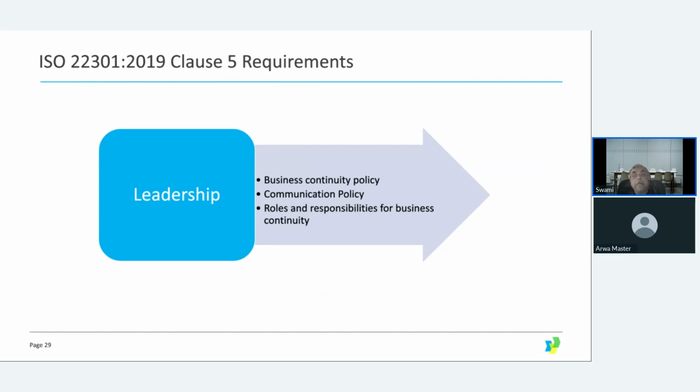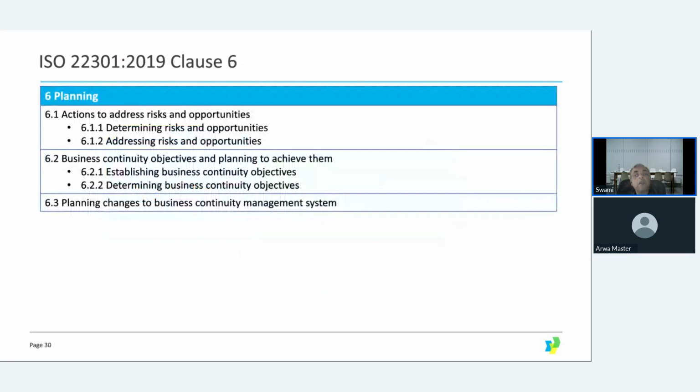Now, coming to clause 6, we will be talking about the actions we need to take in order to address the risks and opportunities. Before determining the risks and opportunities, we need to conduct a business impact analysis. Based on that, the risks that you have identified need to be treated with appropriate controls implemented in the system. And for that, you need to come out with your business continuity objectives. Business continuity objectives are important. Without any objective, we will not be in a position to achieve our results. We need to know first what we want to achieve and how we want to achieve it. That is what is important in 6.2.1 and 6.2.2.